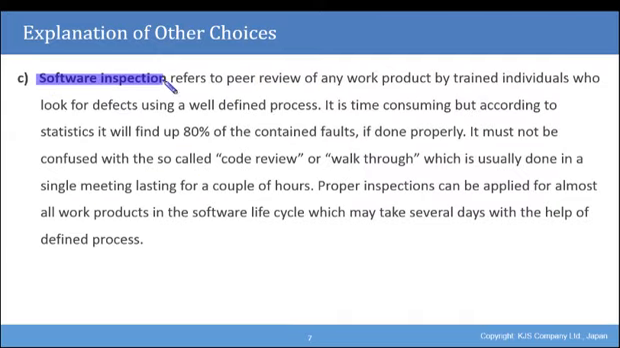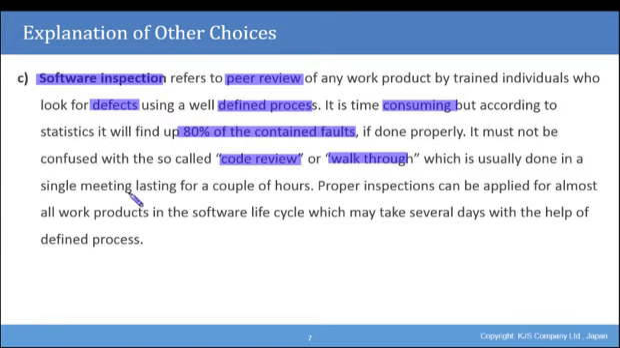In C, software inspection refers to peer review of any work product by trained individuals who look for defects using a well-defined process. It is time-consuming, but according to statistics will find up to 80% of the contained faults, if done properly. It must not be confused with so-called code review or walkthrough, which is usually done in a single meeting lasting for a couple of hours. Proper inspection can be applied for almost all work products in the software lifecycle, which may take several days with the help of a defined process.